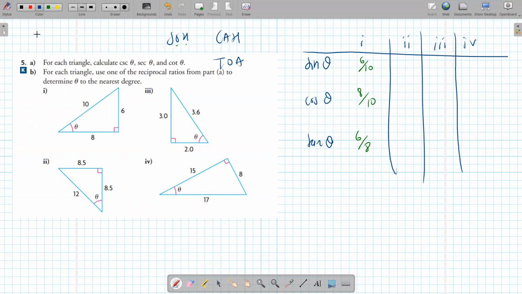SOH CAH TOA. Tell me for question 2, what's sine theta? And again, it's just a visual question. You just look at it.